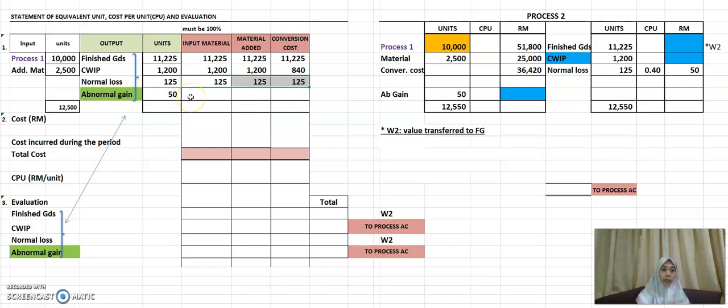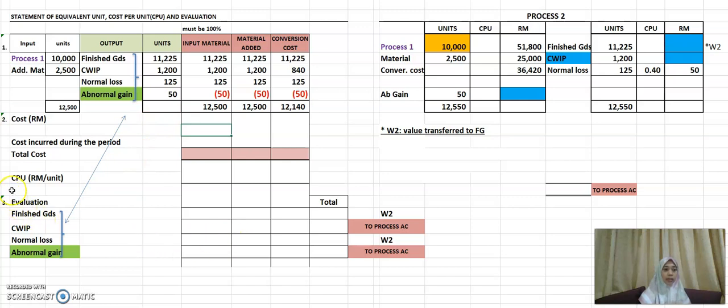What about the abnormal gain? For your abnormal gain, because this is a debit item, and all the remaining three items are credit items, if you have abnormal gain, you have to put a negative sign. Why? Because this is a debit item while the remainings are your credit items. So you have to minus that abnormal gain, so that will give you these figures. So that finishes your equivalent units.